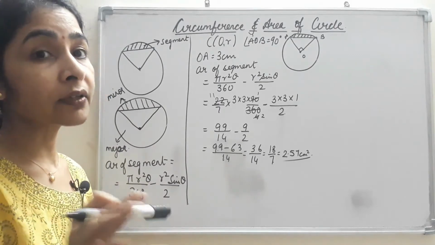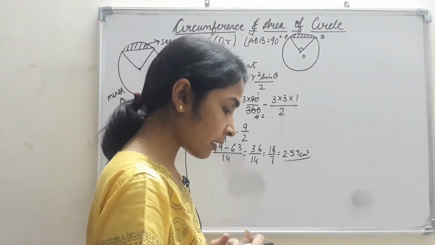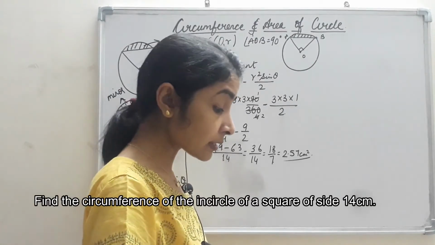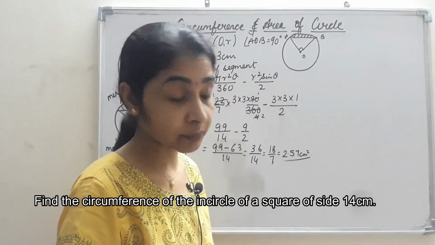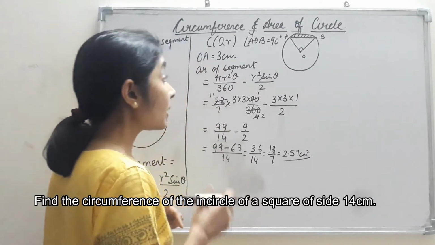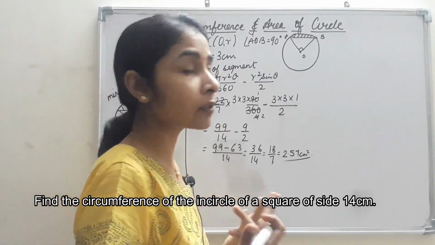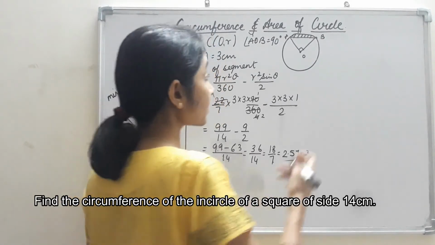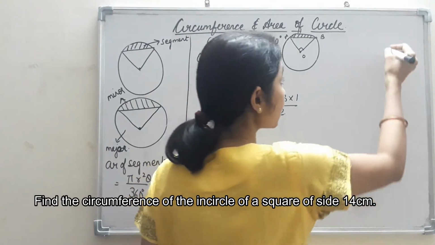Besides that, we are given many application based questions. Now let us see one small example. Find the circumference of the inner circle of a square of side 14 centimeter. We are supposed to find the circumference of the inner circle of a square. These are questions in which we are supposed to find what will be the radius of the circle and all these things. So let us see what is given to us.